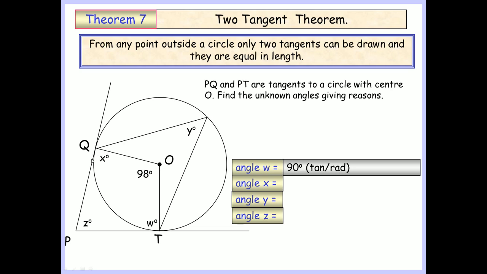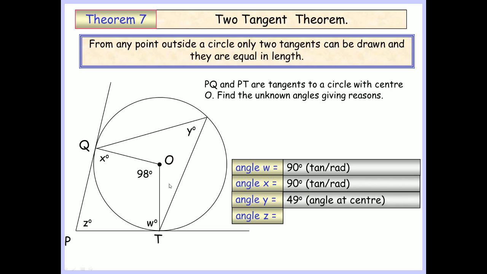Well, it's the same thing. We've got a radius, we've got a tangent, so x also must be equal to 90 using the tangent radius rule. Then we have y. We have QT, we have an arc, and we have an angle subtended to the centre of 98 and an angle subtended to the circumference of y. Y is going to be half of 98, which is 49. One last thing to do.